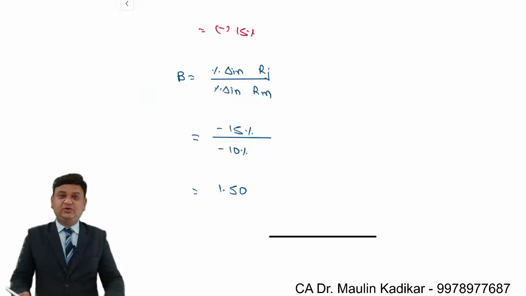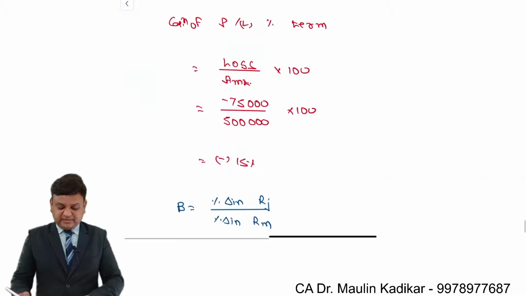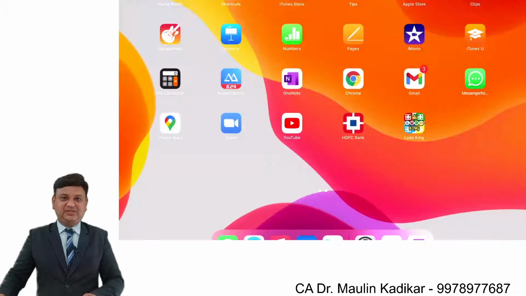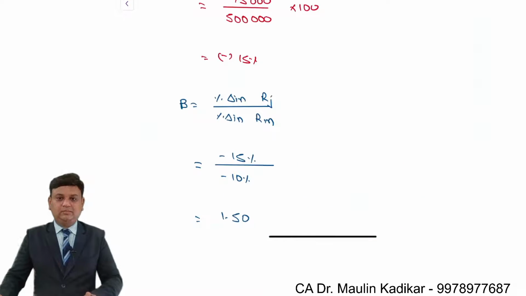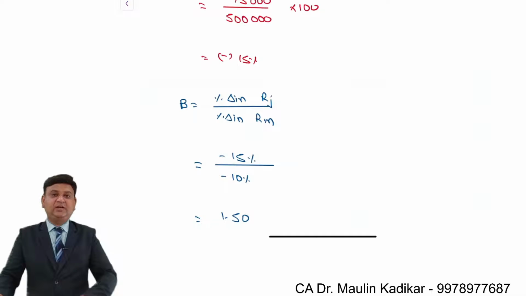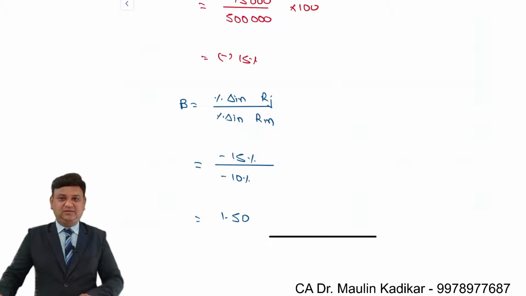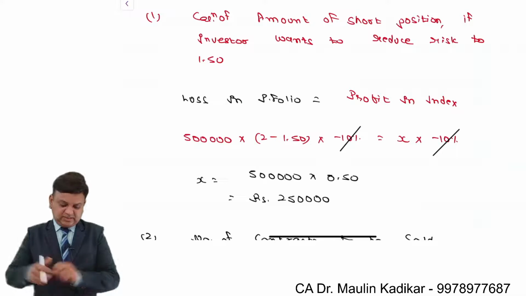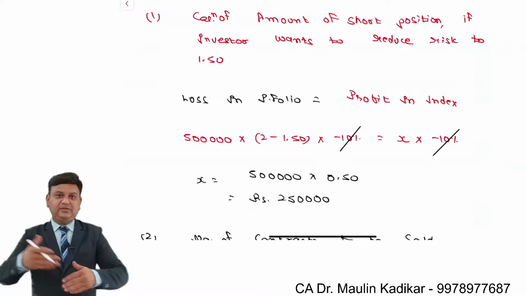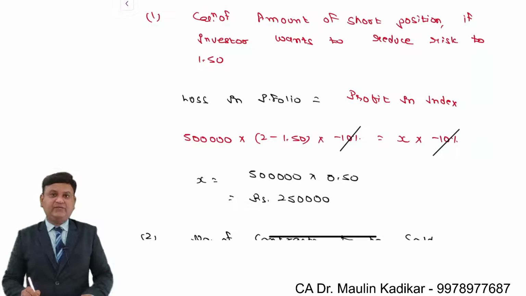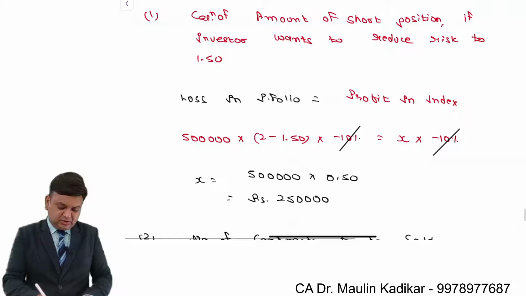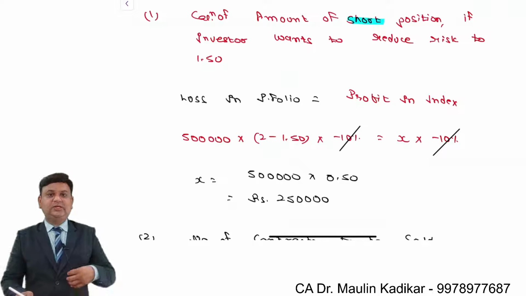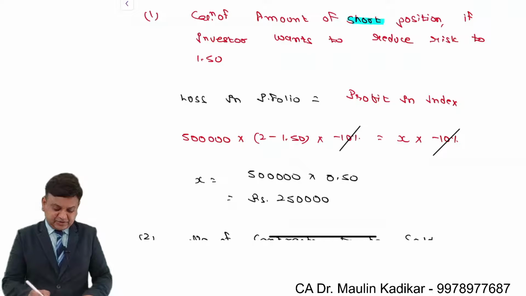You wanted to have risk in your portfolio of 1.50, and this is what you are able to achieve by entering into the index futures transaction. So this is the way we can cross verify our answer. Now finally, just understanding one thing, a kind of revision of the entire question. In the first question, amount of the short position, so that you will be able to have hedging partially to the extent of 25%.